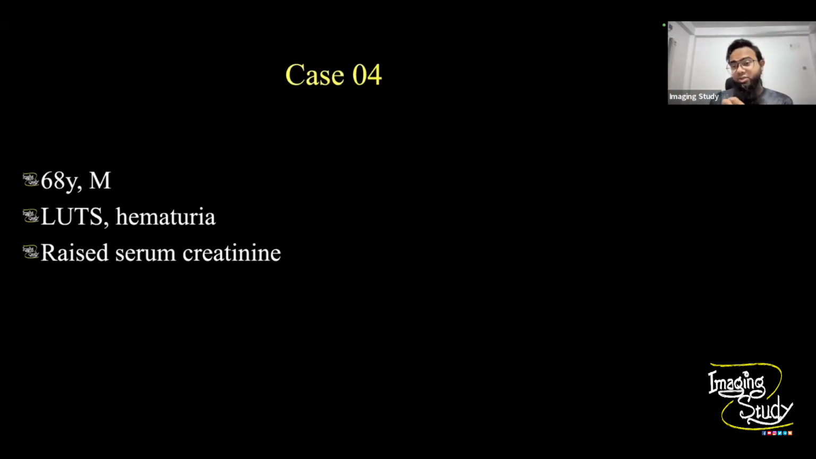Okay, so let's jump into case number 4. So this is a 68-year-old male patient, and he came with lower urinary tract symptoms and hematuria. Okay, so there was raised serum creatinine, so the patient is a chronic kidney disease patient. Let's see what we have got in real time. So this hematuria, I'm not concerned about the lower urinary tract symptoms. I may get some prostatic enlargement or something like that, 68 years old male. But the hematuria took our attention because it should not be present there.